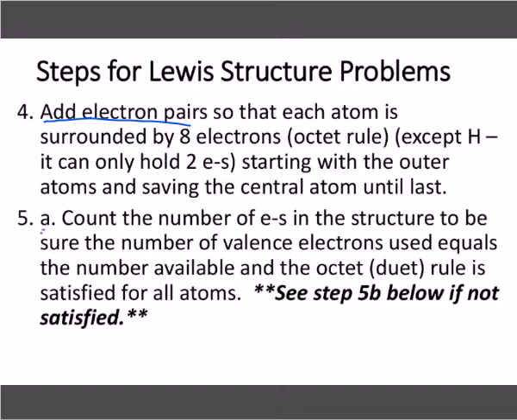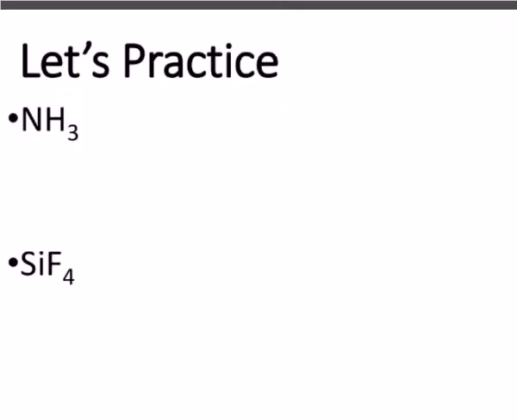Step 5a. Okay, there's this 5b that will come later on. Count the number of electrons in the structure. Make sure the number of valence electrons used equals the number available, and that all atoms are satisfied. If they're not satisfied, we'll move on to the other steps. I've thrown a lot at you already. We're going to take it piece by piece. Let's start some practice right now.